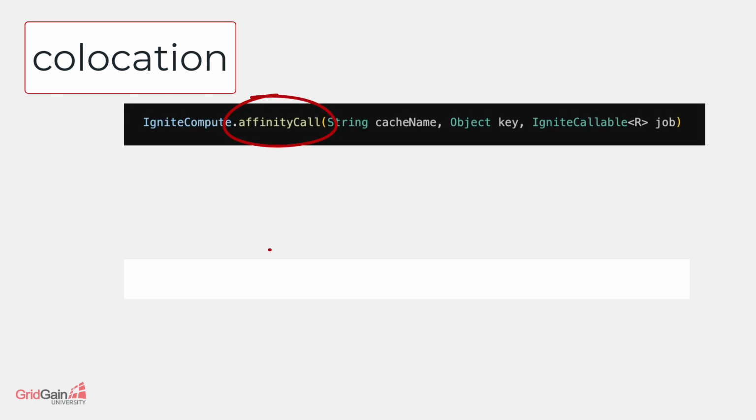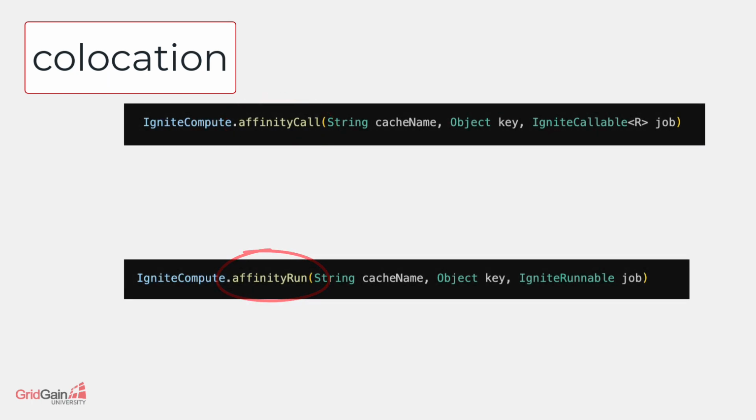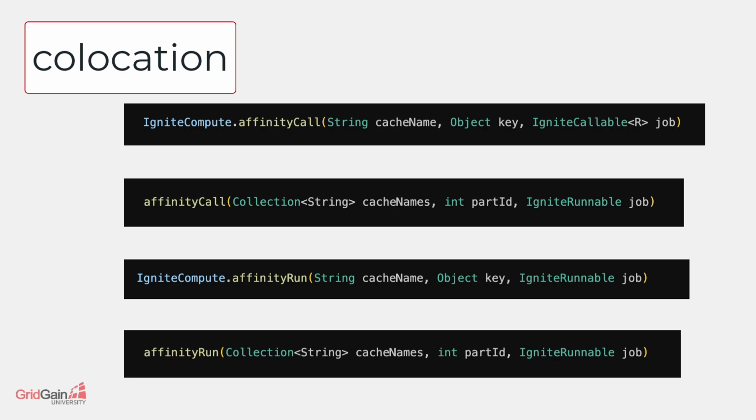The compute interface provides the affinity call and affinity run methods that collocate a task with data either by key or by partition. The affinity call and affinity run methods guarantee that the data for a given key or partition will be present on the target node for the duration of the task. To send a computational task to the node pointed by a given key, use the following methods with the key argument. And to send a computational task to the node where the partition with a given ID is located, use the following methods with the partition ID argument.